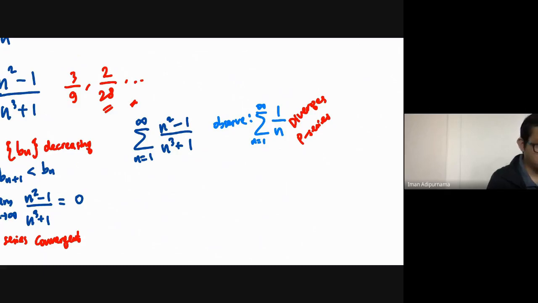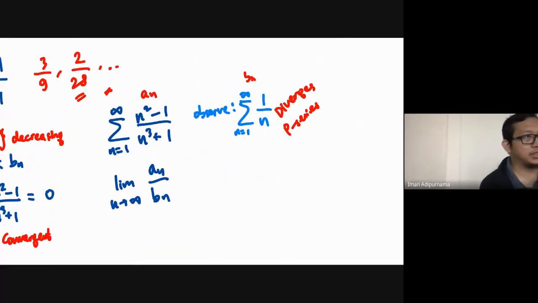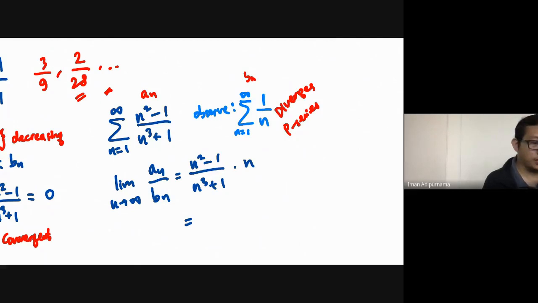And you can use the limit: let's say this is a_n, this is b_n. This is another comparison test, the limit comparison test. So this, and then divide by 1 over n, or we multiply by n. And we get the limit of n cubed minus n.